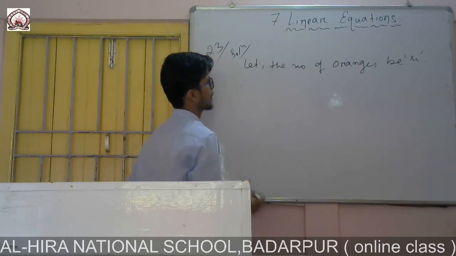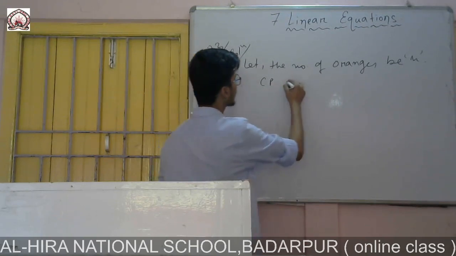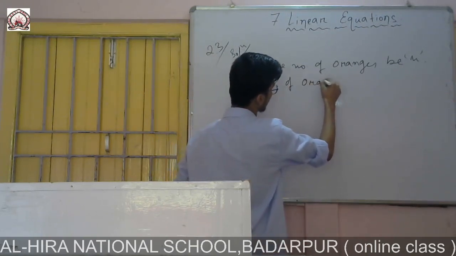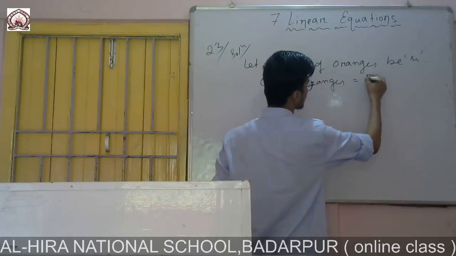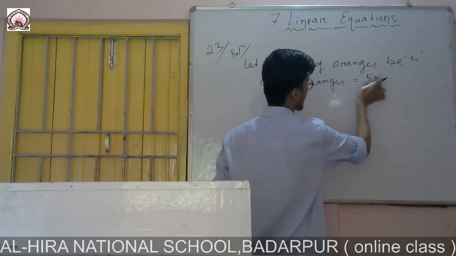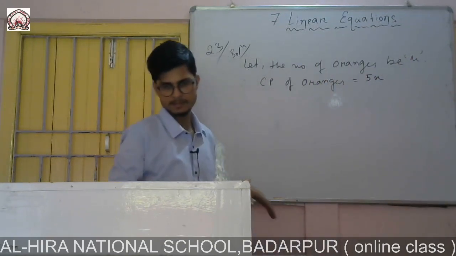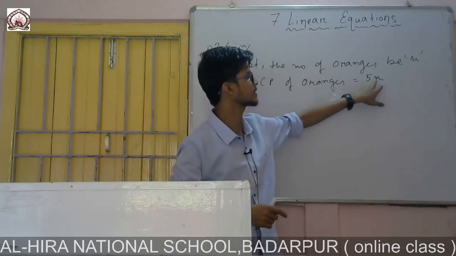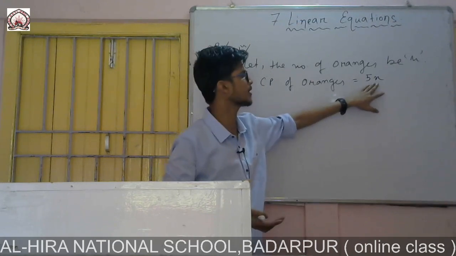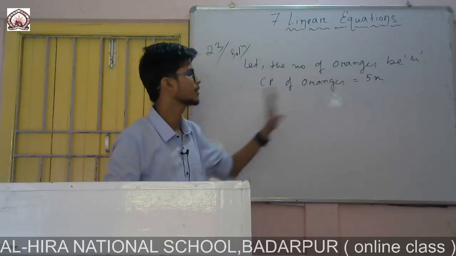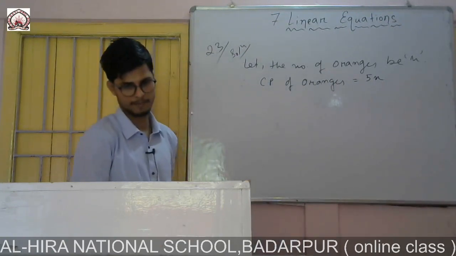So what will be the cost price? Cost price, you write it in full form. Cost price of oranges. The cost of one orange was 5 rupees. That means the cost price will be 5 into x. If I multiply it with x, I don't know how many oranges there were. If there were 10 oranges, then it will cost 50 rupees. If there are 100 oranges, then it will cost 500. So we don't know how many oranges there are. So simply we will write 5 into x, 5x.